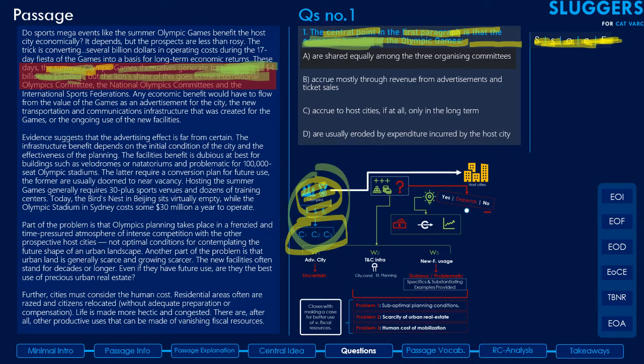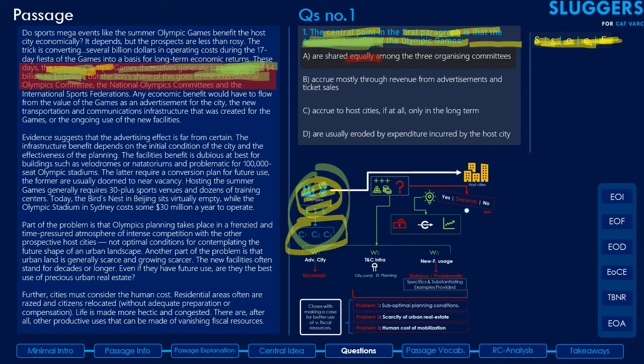It seems to imply that it is the economic benefits, as opposed to the revenue, that is shared among the three committees. The second reservation that we have, and that's a more serious problem with the option, is that it says these benefits or the revenue are shared equally among the three organizing committees. So guys, the author has said that the revenue is shared among the three committees.